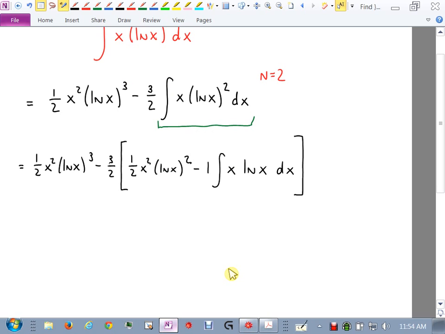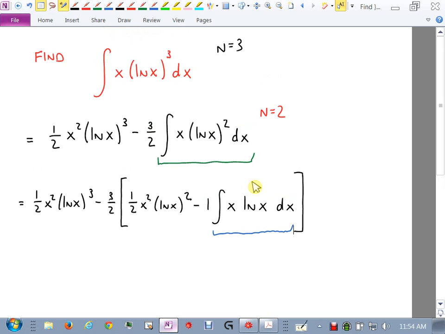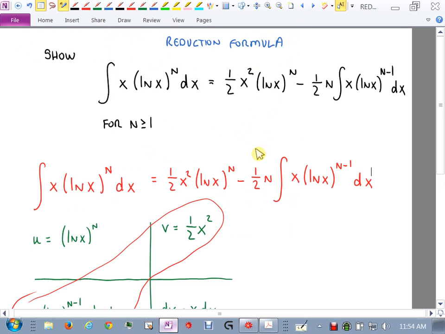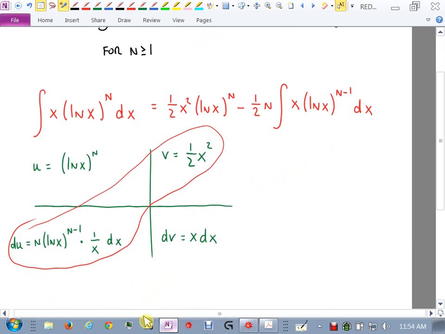And now, I'm going to look at this integral. Now that integral, I cannot use the formula on. Why? Because the power, right? The power, this formula, well, wait, was the formula good? What was the formula good for? Greater than or equal to 1. So it will work for equal to 1. So we can do it one more time, can't we?